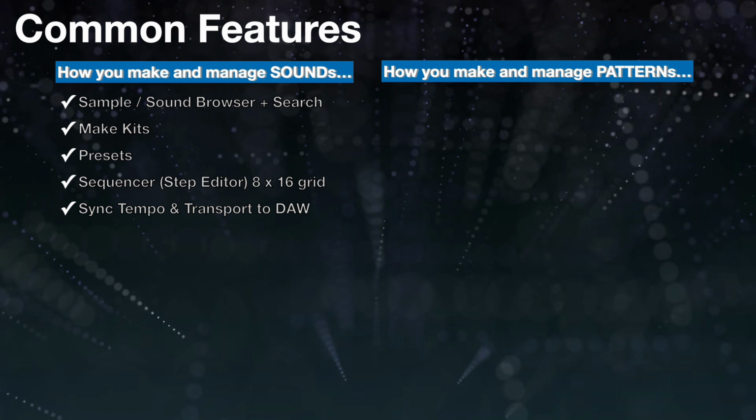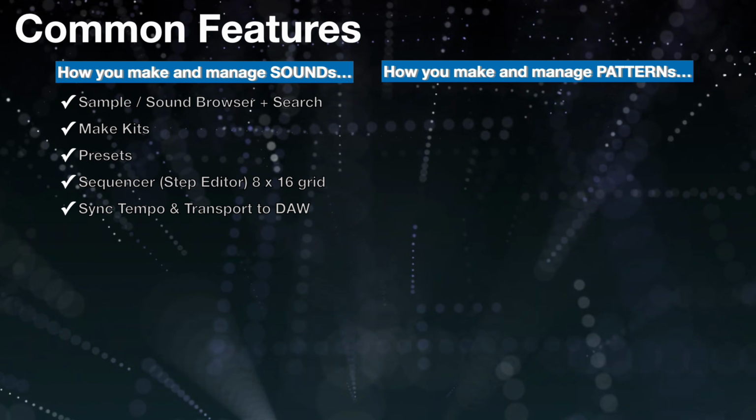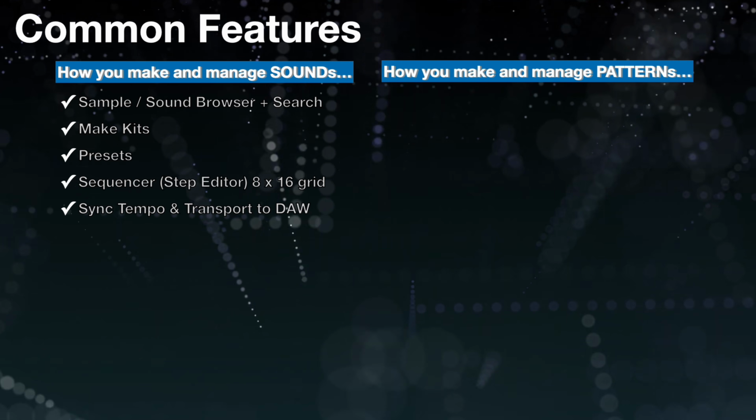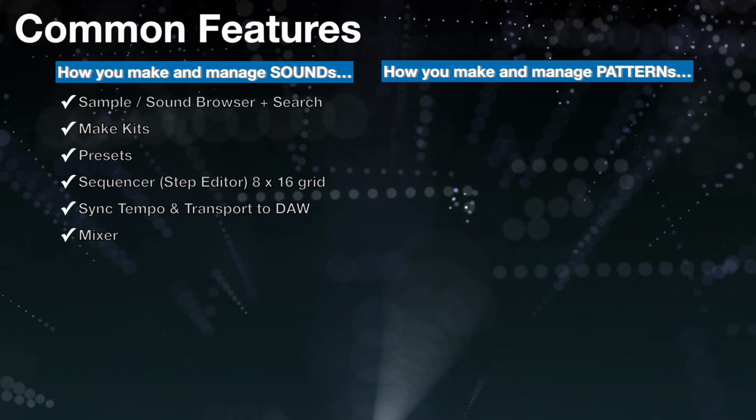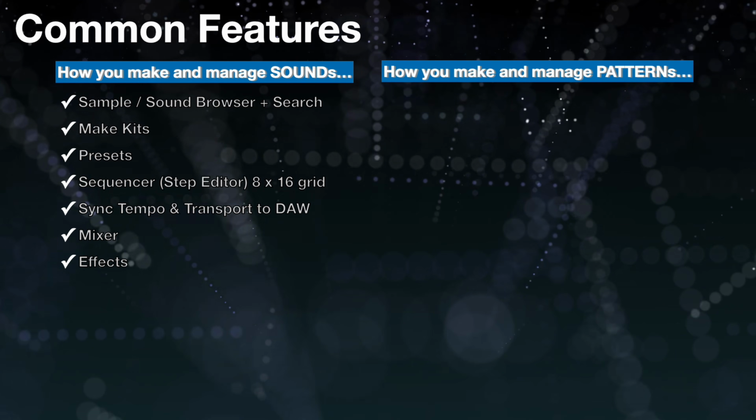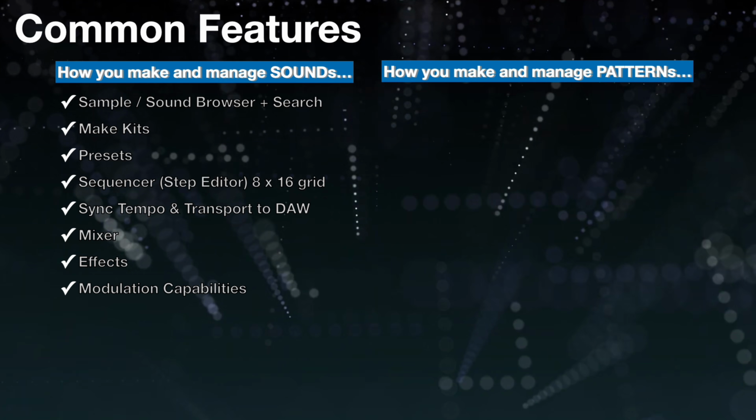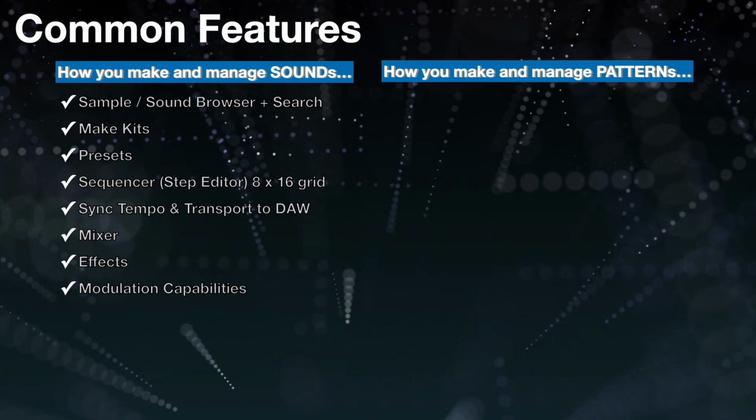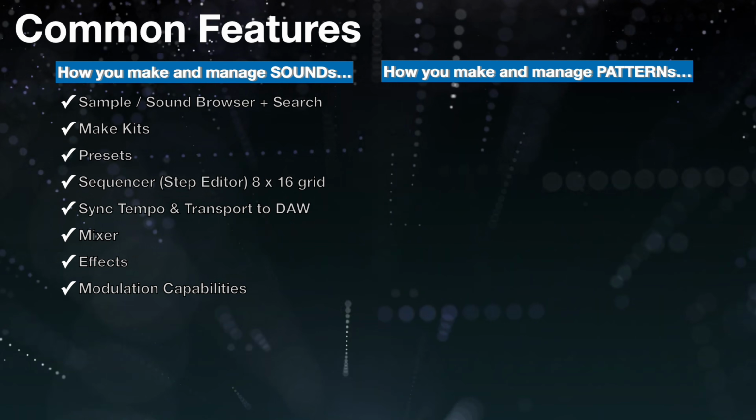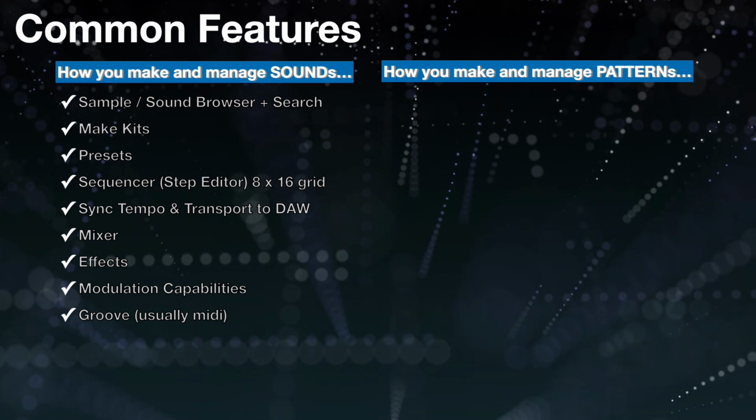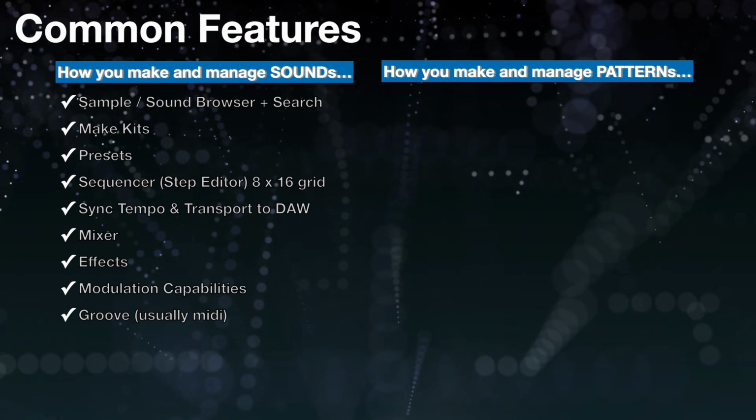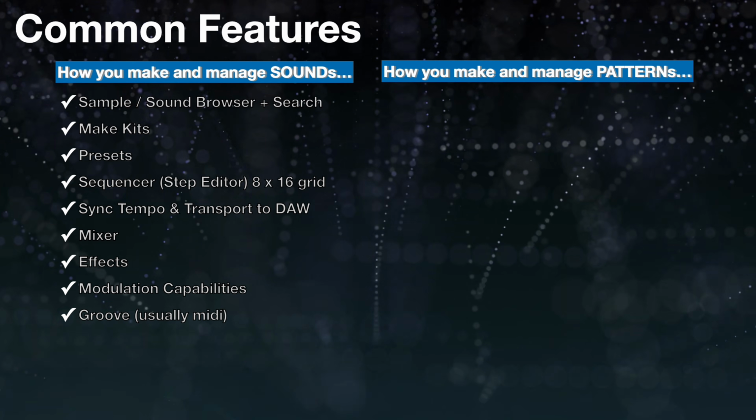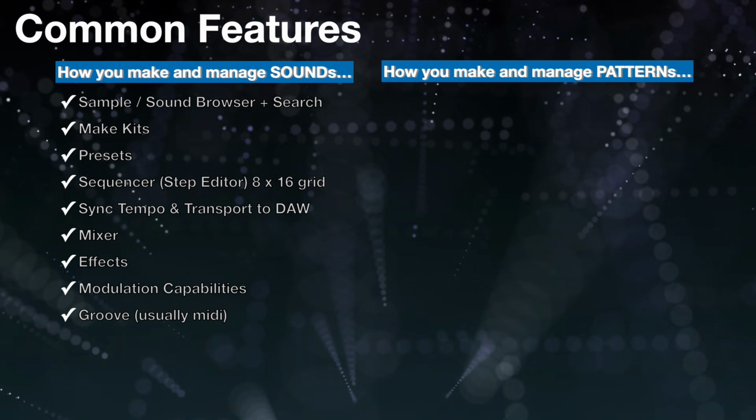They all let you sync the tempo and transport to your DAW control. That way you can turn on and off record and play and make sure the beats per minute is in sync between the drum machine and your DAW. They all usually have a mixer. Some of them have effects built in. Most of them have some modulation capabilities that let you alter the sound with attack, delay, and release. They usually have some kind of groove editor, or sometimes they call it a groove doctor, to derive a groove in terms of MIDI from a song and then apply it to your drum beat.